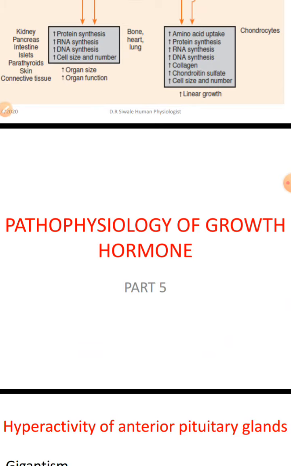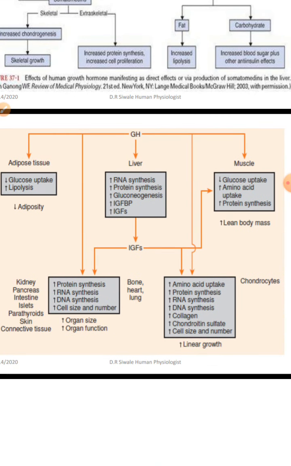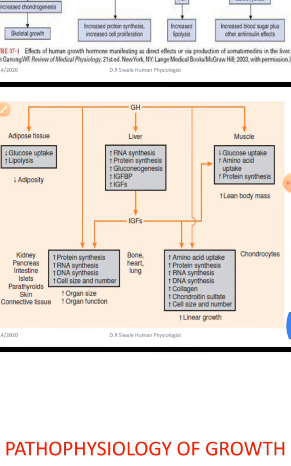So we need to know that growth hormone has diabetogenic effect. Just by looking at the indirect effects of growth hormone, it has diabetogenic effect. That's why people with oversecretion of growth hormone also have diabetic symptoms, like appearance of glucose in urine and excessive production of urine.